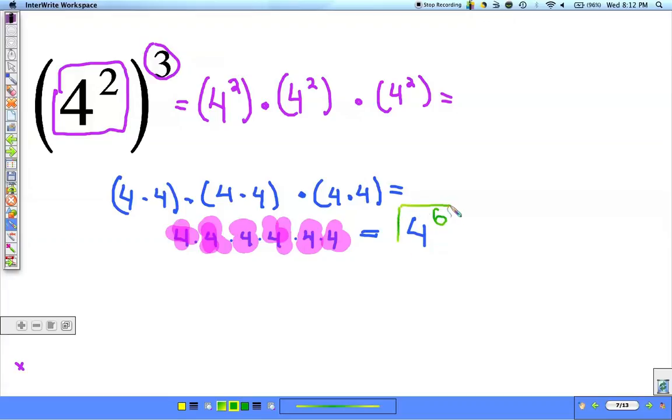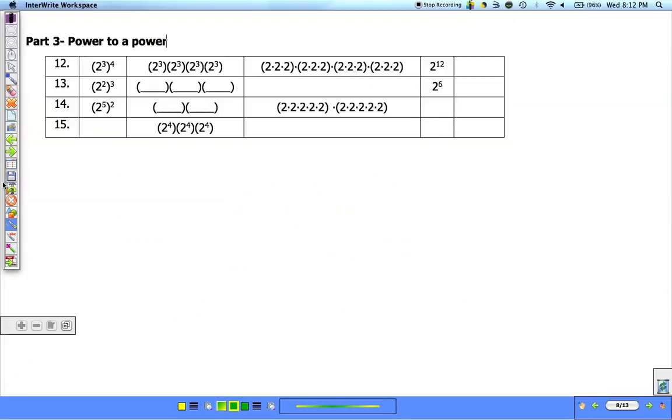And now, again, you're going to move on to part 3, and you're going to see if you can do a little bit of exploration and figure out a rule for when we raise a power to a power. This is called power to a power. So just move on and complete this table, and then of course after that you can check again with me.